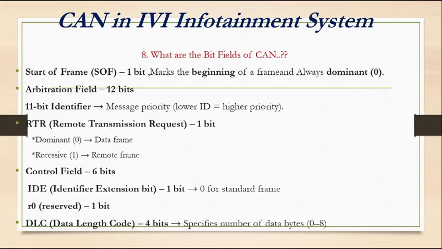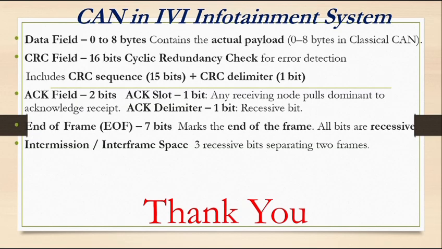Next one is DLC, data length code, which consists of 4 bits, which specifies the number of data bytes from 0 to 8. Next one is data field, which consists of 0 to 8 bytes, which contains the actual payload, 0 to 8 bytes in classical CAN.